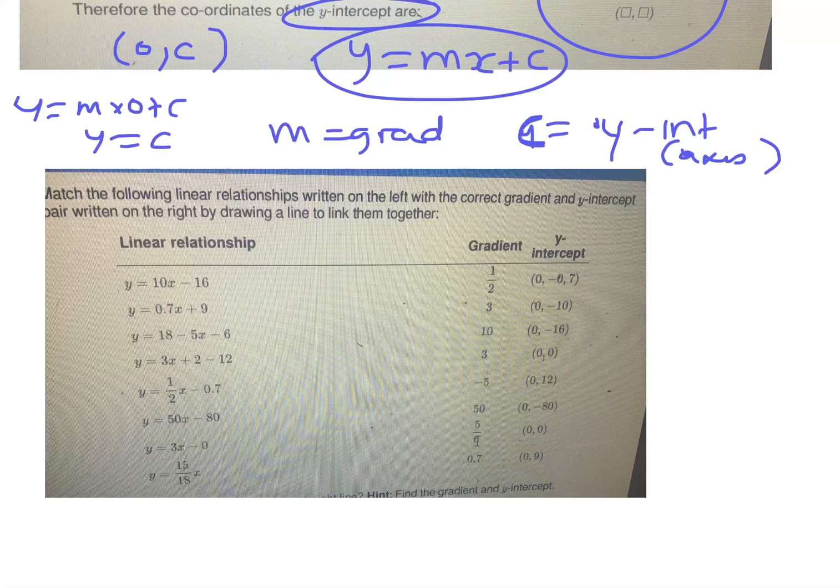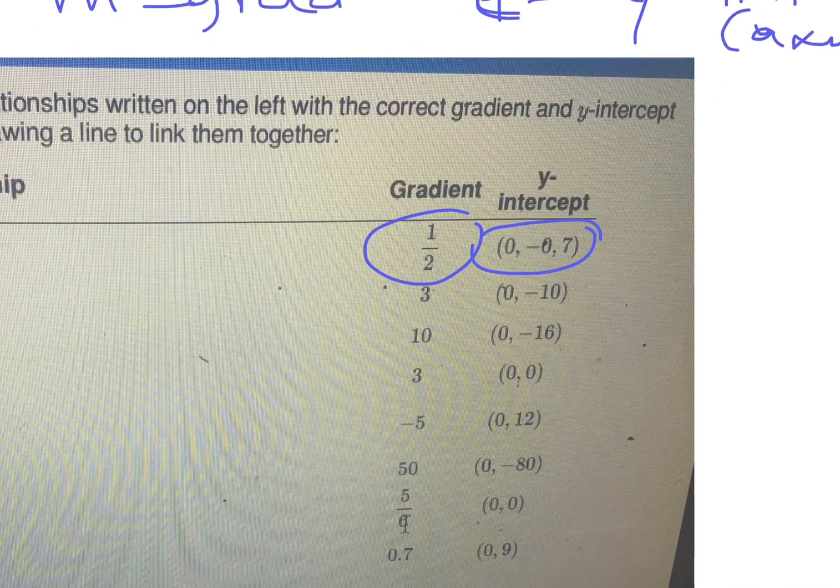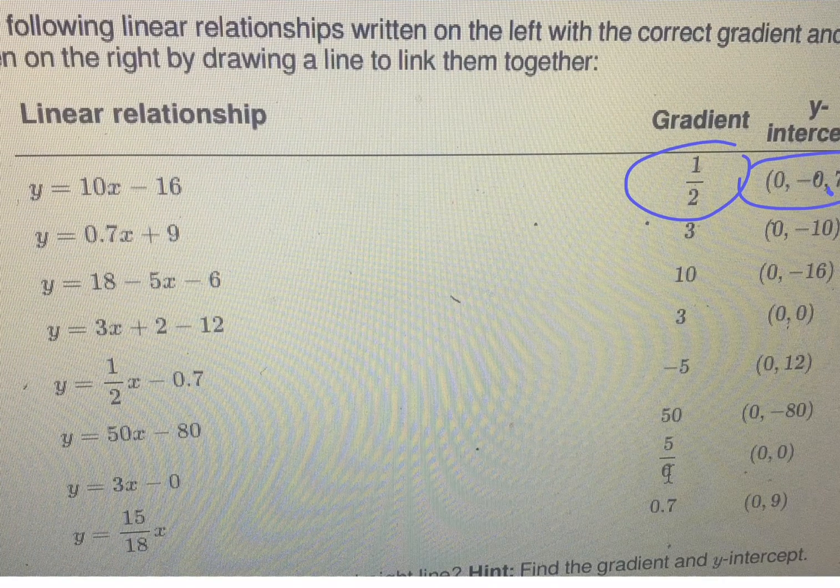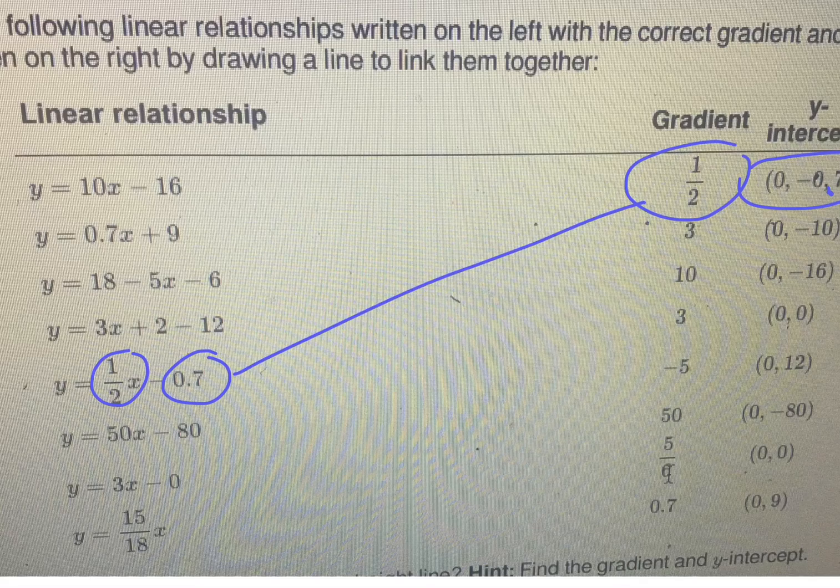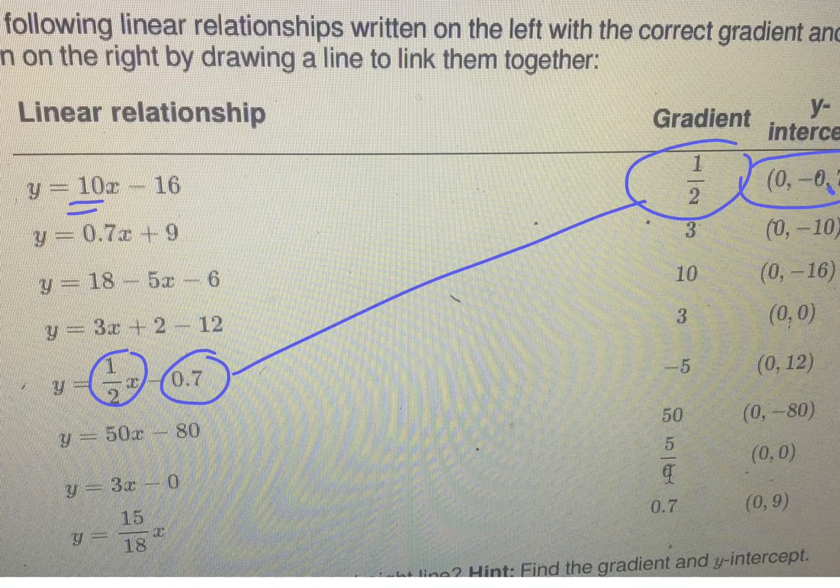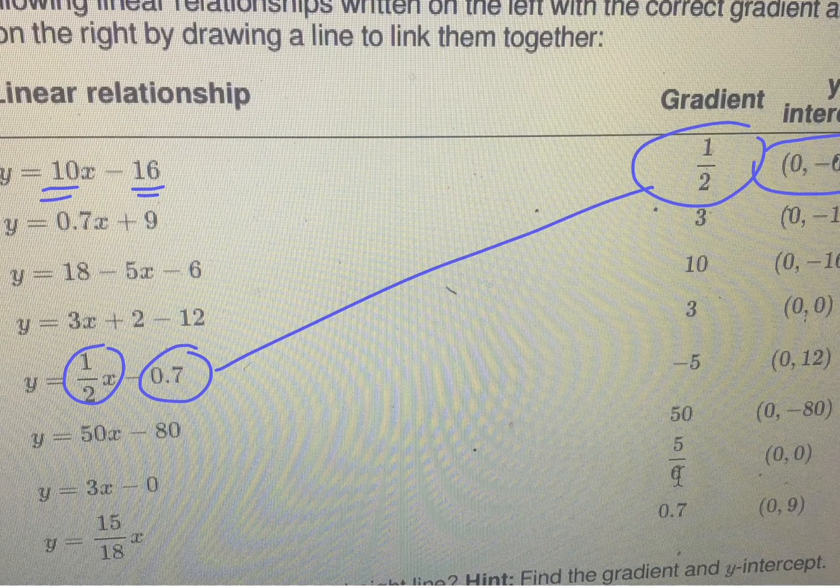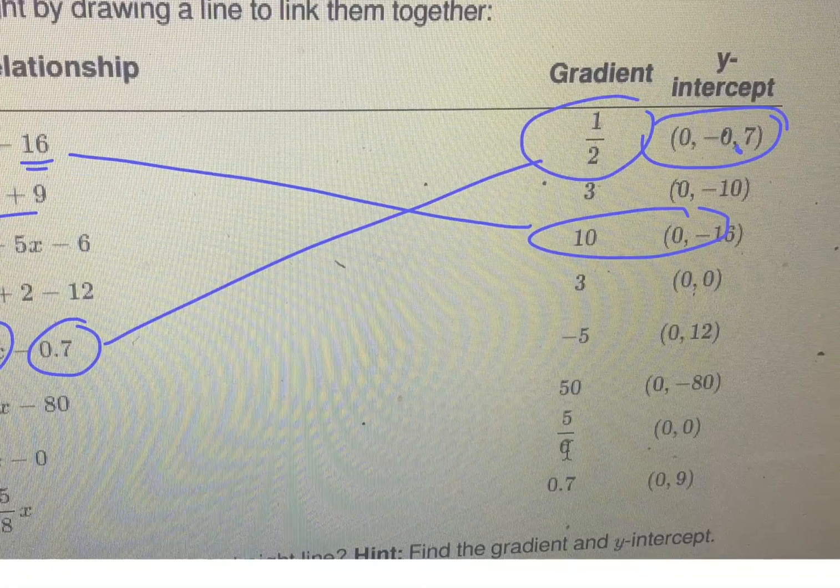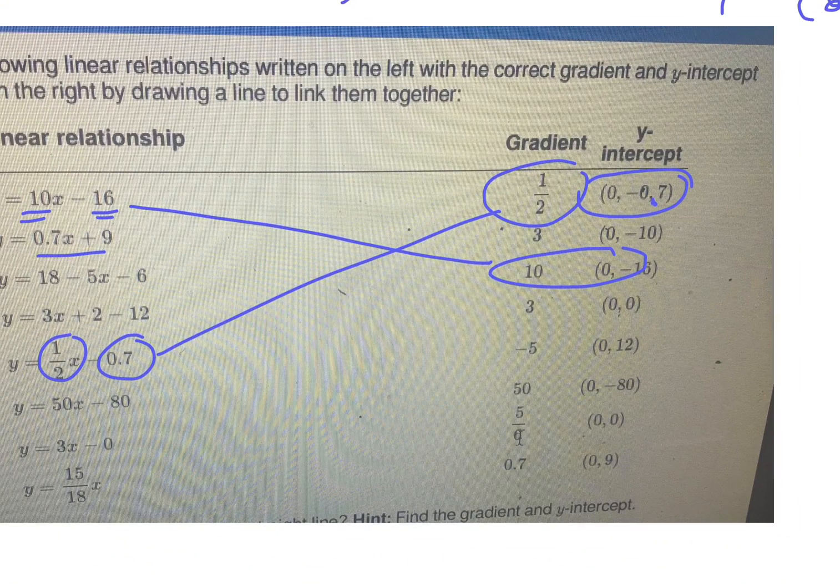Okay, so with this one we have to look at which of these have a gradient of a half and a y-intercept of 0. Is that meant to be minus 0.7? They're minus 0.7 and a half, so that one matches. A gradient of 10 and y-intercept 16, so that would be that one. A gradient of 0.7 and y-intercept of 9.